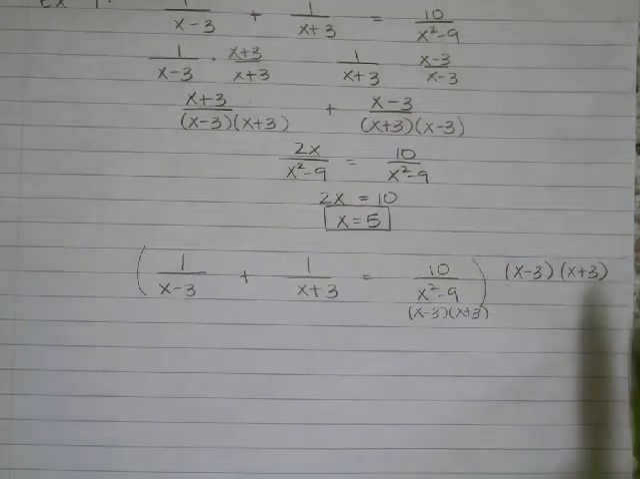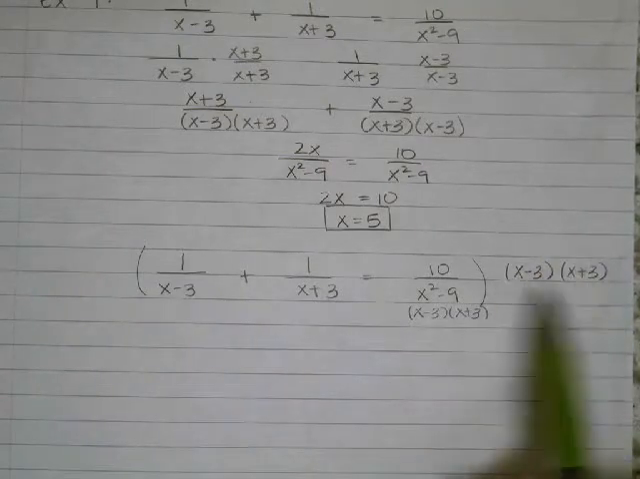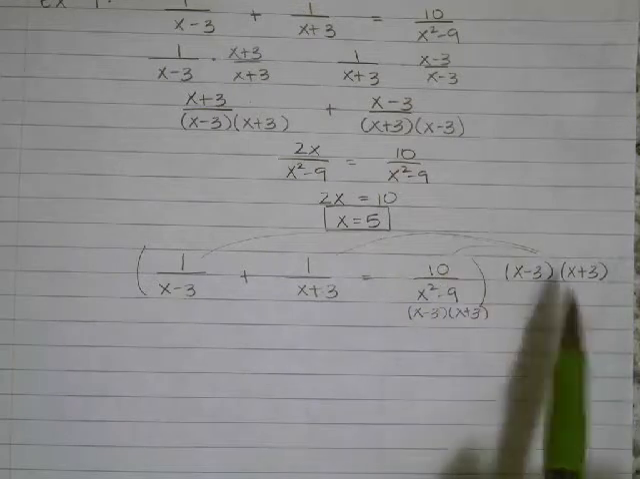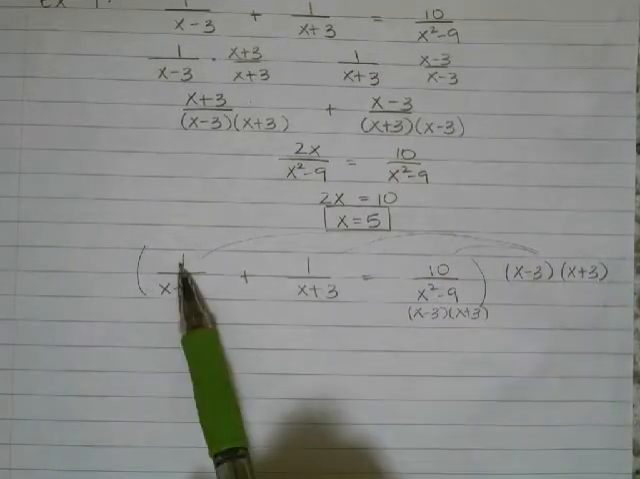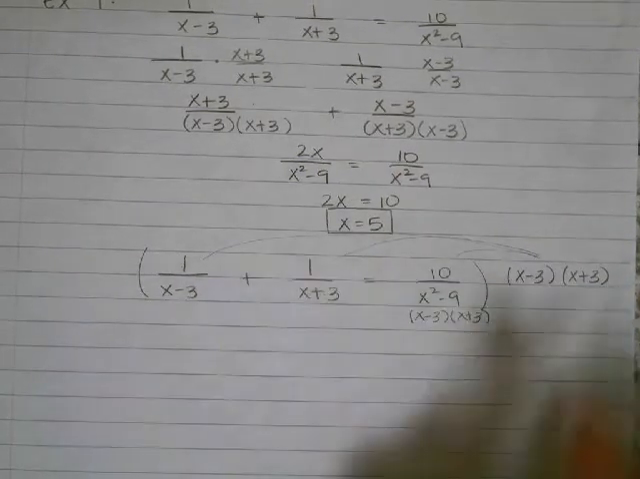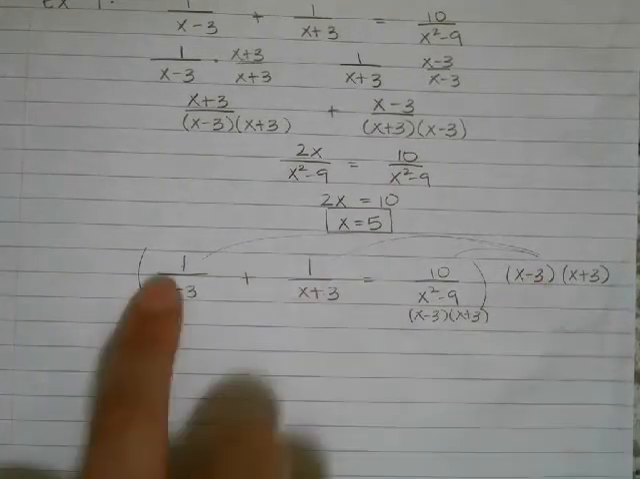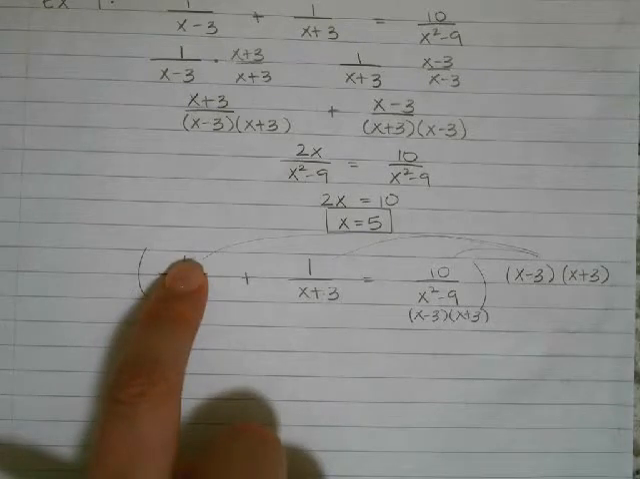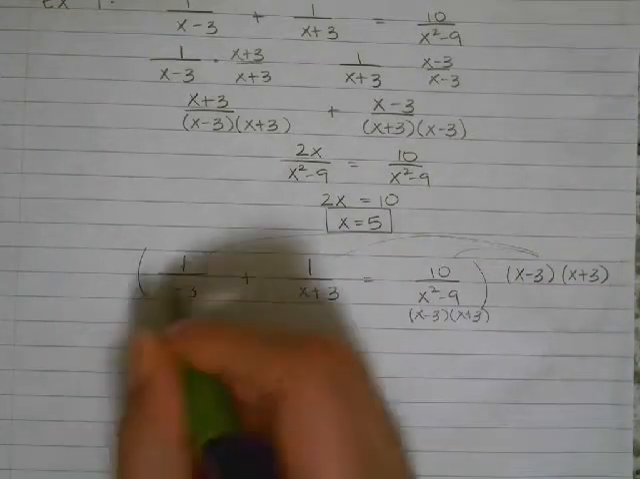And so then what I would have done is I would have thought about taking these and distributing them to each piece. So when I multiply this stuff to the 1 over x minus 3 over here, that x minus 3 and this x minus 3 cancel, and I end up with a 1 times x plus 3.